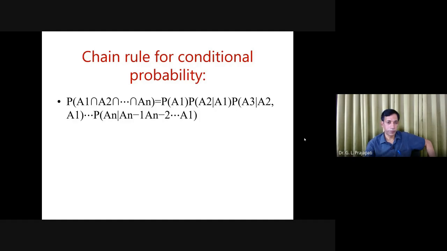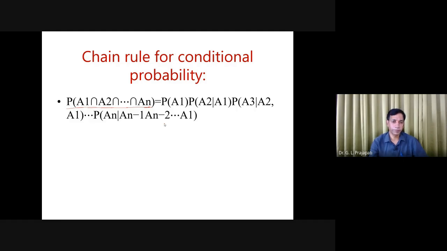Okay, what it says, for the case of the intersection A1 intersection A2 intersection up to AN, if you want to compute this as a conditional probability, then you have the probability of A1, then the probability of A2 given A1, then the probability of A3 given A2 and A1, up to the probability of AN given AN minus 1, AN minus 2, up to A1. Of course, this is the chain rule.